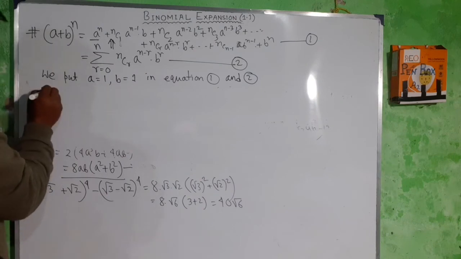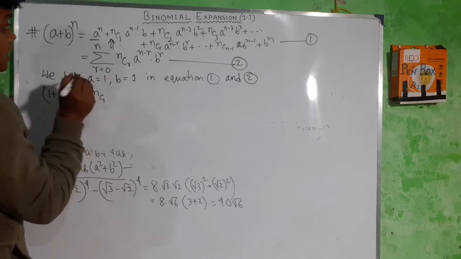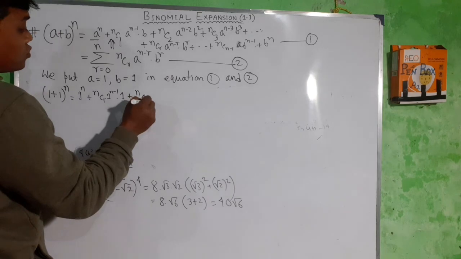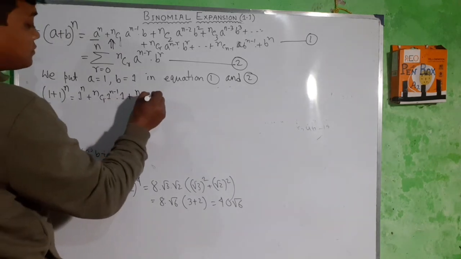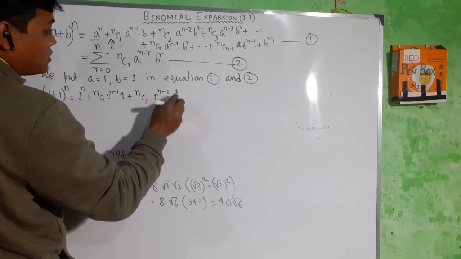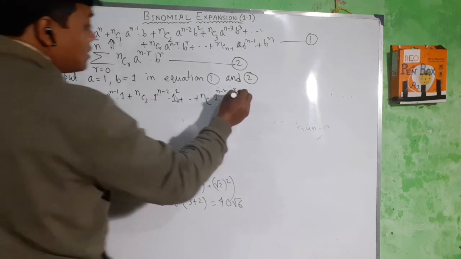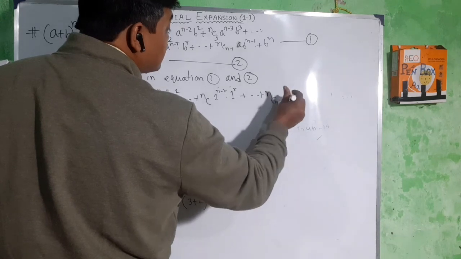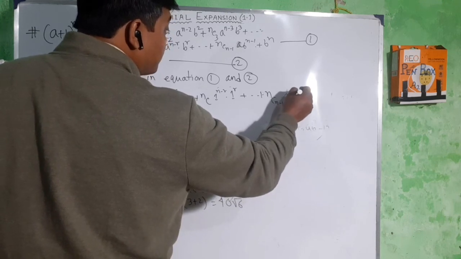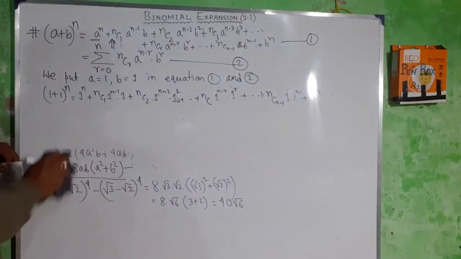You see that this means (1 plus 1) whole to the power n, that is 1 to the power n, plus nC1 a to the power n minus 1, 1 to the power n minus 1, plus nC2 a to the power n minus 2, 1 square, and so on, nCr 1 to the power n minus r, 1 to the power r, nC(n minus 1), and then 1 to the power n. And any index of 1 always gives 1.